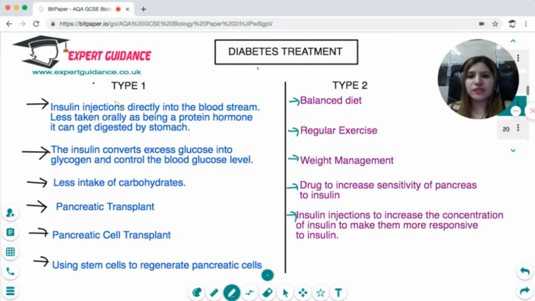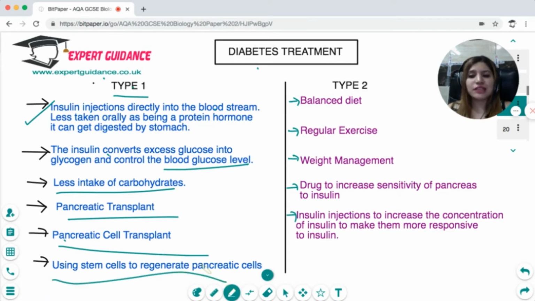So what are the treatments for type 1 diabetes? Insulin injections. Remember, we need to take insulin injections. We cannot take insulin tablets, because insulin is a protein hormone, and protein can be digested in the stomach. The insulin goes to the blood, and it converts the excess glucose into glycogen and controls the blood glucose level. In type 1 diabetes, people are asked to take less carbohydrates, and if there are a lot of problems in managing that, pancreatic transplant, pancreatic stem cell transplant, or using stem cells to regenerate pancreatic cells are some of the future cures for maintaining type 1 diabetes.